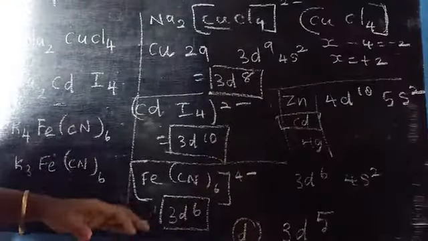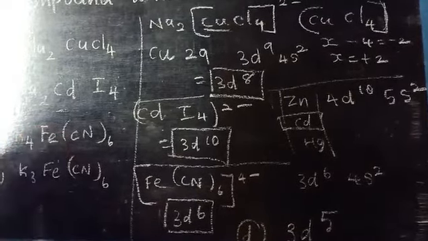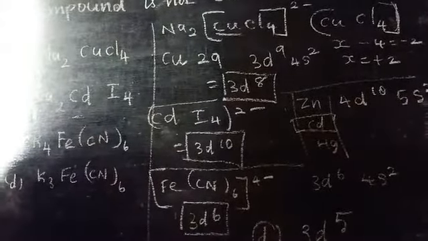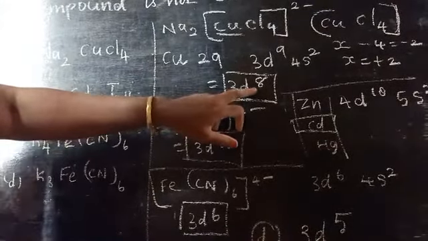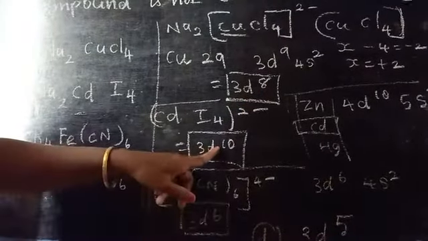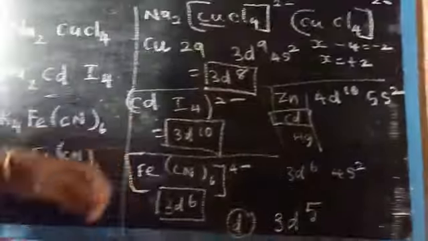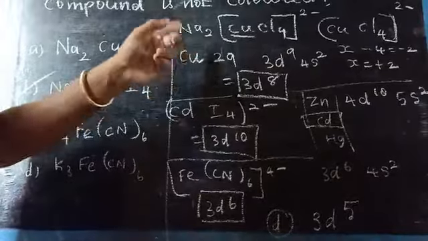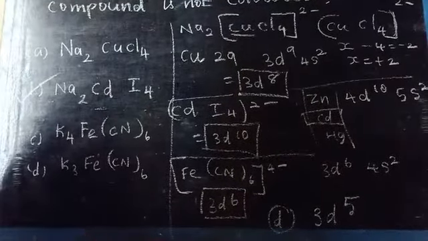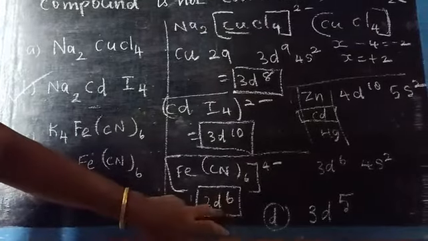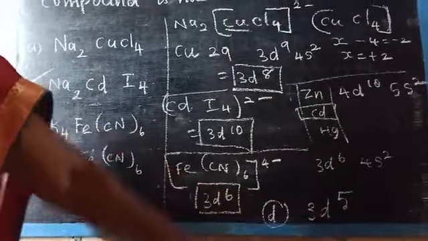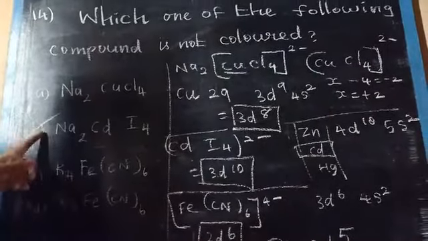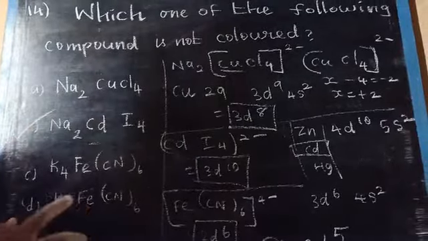Now to find out which one has no unpaired electron, d0 or d10, that compound is not colored. So here how many unpaired electrons? 3 unpaired electrons. Here d10. So Na2CdI4 is the correct option, because d orbital 0 or 10, the compound is not colored. So remaining, here d6, so the number of unpaired electrons is 4. Here number of unpaired electrons is 5. So here no unpaired electron, d orbital 10 electrons. So this compound is not colored.